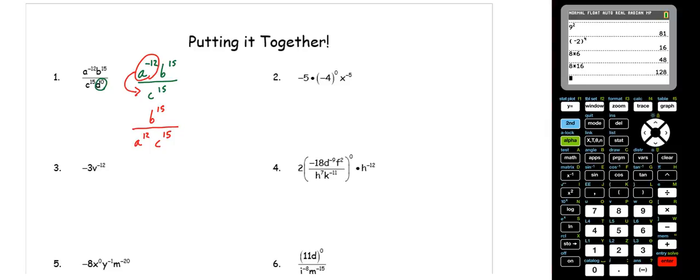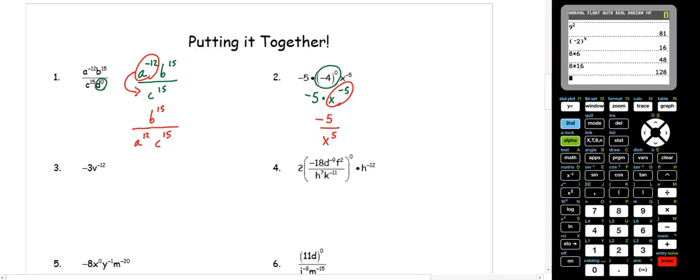Number 2, I need to look and see, do I have any 0 exponents? I have negative 4 in parentheses to the 0. Because everything's in parentheses, that's just equal to 1, and that leaves me negative 5 times x to the negative fifth. X to the negative fifth has a negative exponent, so we're going to move it into our denominator. So we're left with negative 5 over x to the fifth.